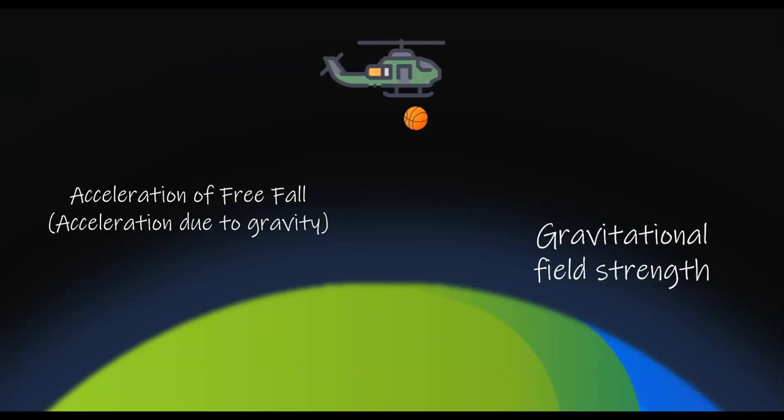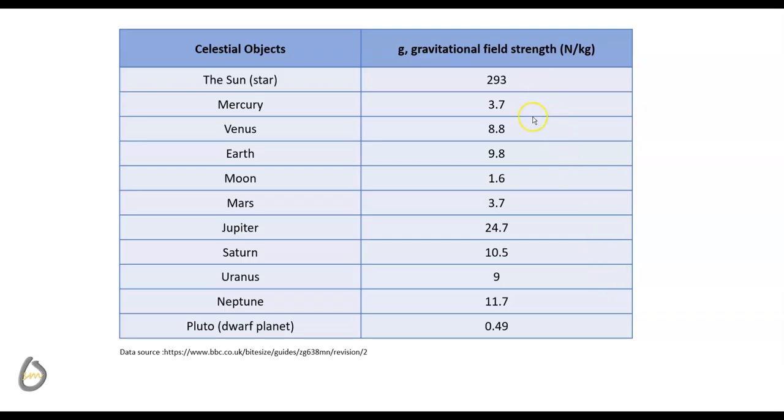The acceleration due to free fall, which determines how fast an object falls to the ground in the absence of air resistance, is only dependent on the gravitational field strength of the planet. Different planets have different gravitational field strength. For instance, the gravitational field strength of the Earth is 6 times stronger than that of the Moon.